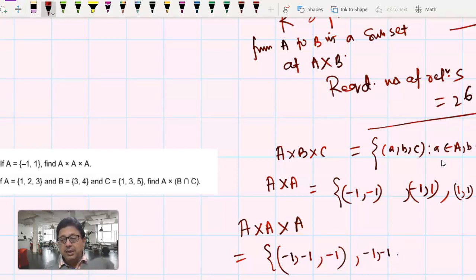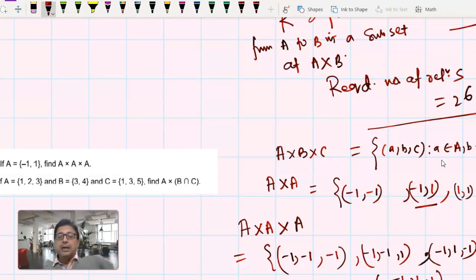Minus 1, minus 1, 1. What about the second element? This second element, again in the same manner. Once minus 1 will come, next 1 will come. So it is minus 1, 1, minus 1. And then it will be minus 1, 1, 1.